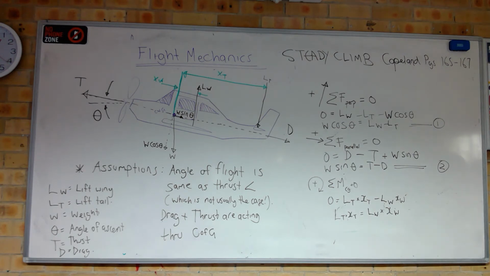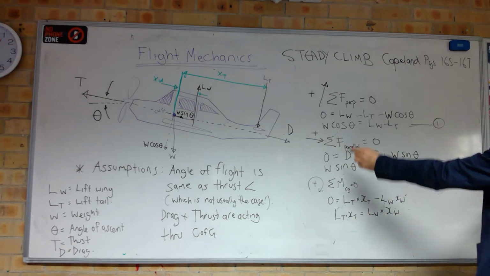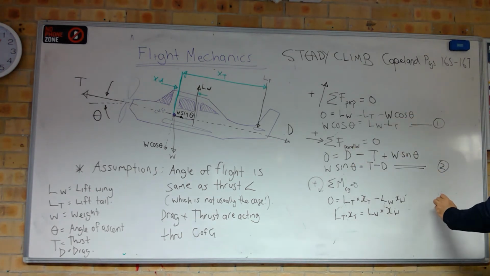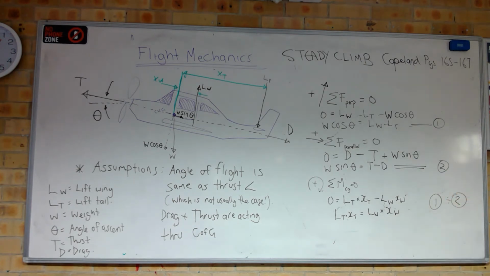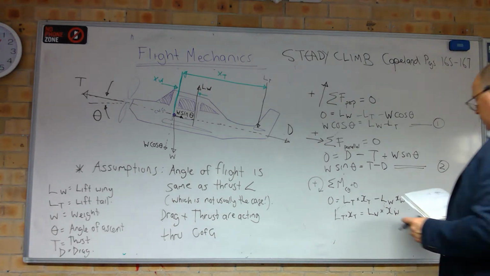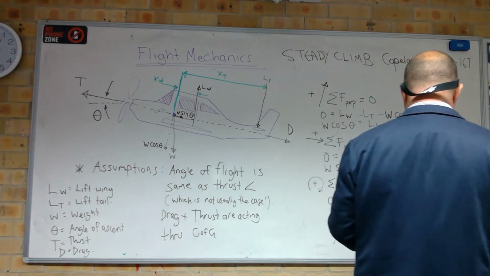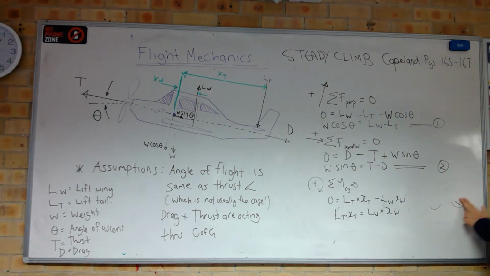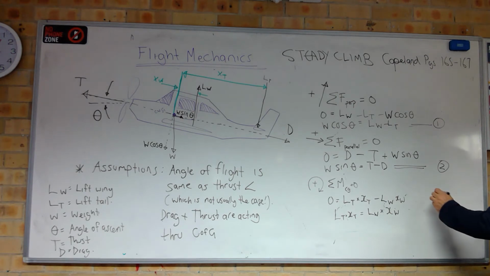Okay, what they do after that is they just divide equation 1, which is this one, by equation 2. Okay, so for the next step, we say equation 1 divided by equation 2. We basically put one over the top of the other. So, 2 over 1, because we want to get sine over cos, which is tan. Okay, so we go 2 divided by 1.